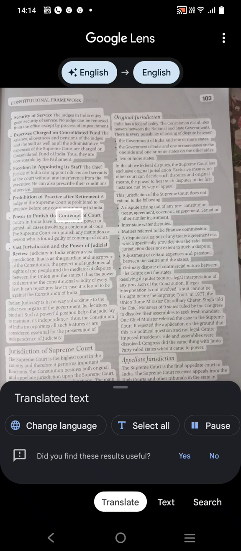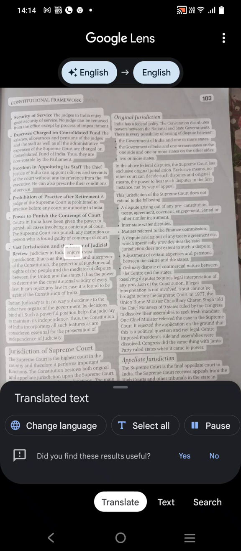Power to punish for contempt of court. Courts in India have been given the power to punish all cases involving a contempt of court. The Supreme Court can punish any person who is found guilty of contempt of court.